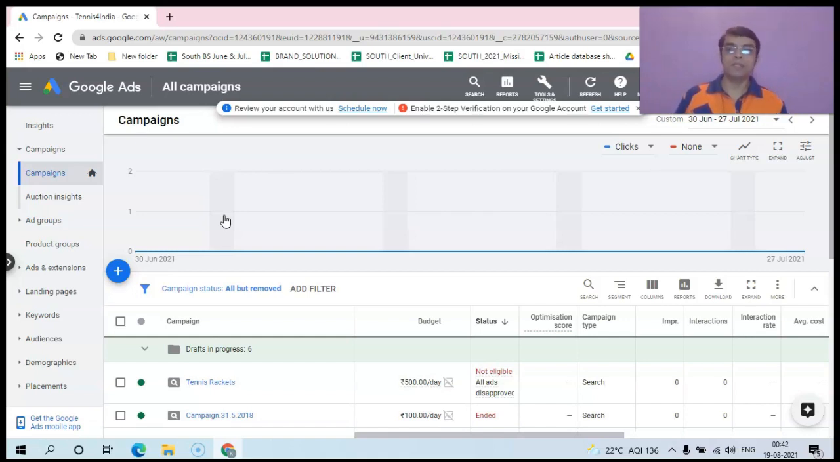Do manual CPC and get a hang of it, because it's only when you're doing manual CPC that you learn and get hands-on experience. If you go straight to an automated bid strategy, that's not recommended, and you are not doing many things hands-on. After you do your manual CPC, you come to know what a good CPC is for you.